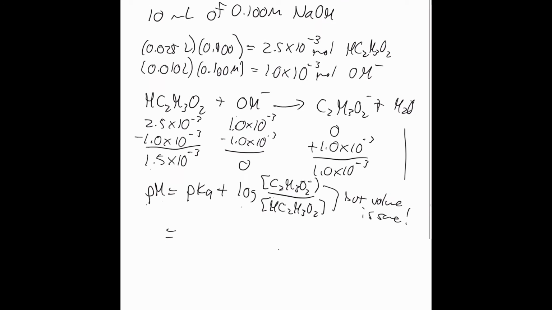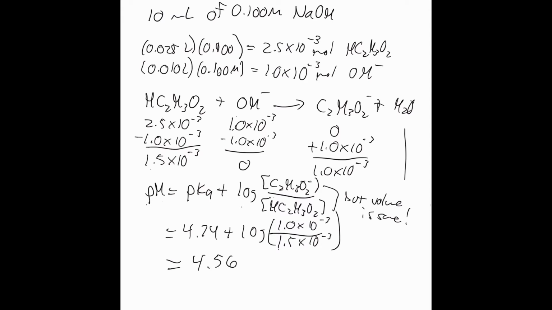So the pKa, so 1.8 times 10 to the minus 5, take the negative log of that, and it was 4.74 plus the log, and then this would be 1.0 times 10 to the minus 3 divided by 1.5 times 10 to the minus 3. And if we do the math on that, we end up with a pH of 4.56. So after adding 10 milliliters of our strong base, we have a pH of 4.56.